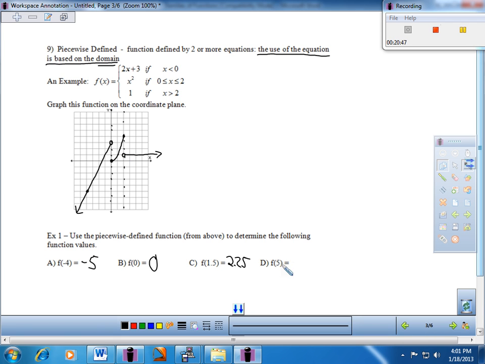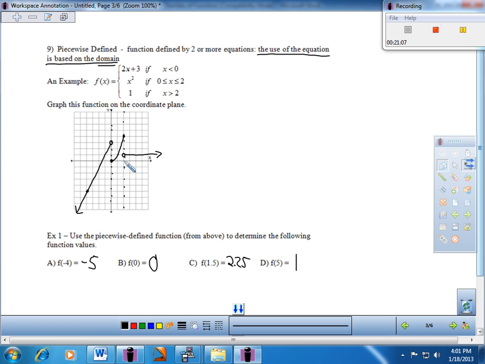And last one here, f of 5. So which domain interval is it? Top, middle, bottom, and 5 is definitely bigger than 2, so it's the bottom one that makes it true. And so as a result, no matter what that input is, the output is always 1.